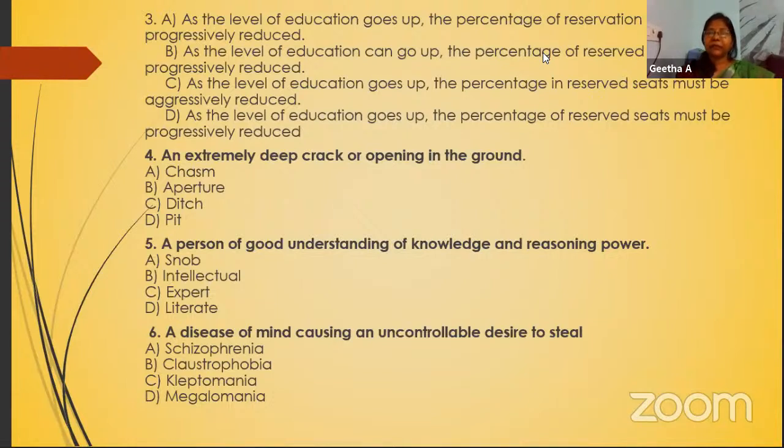As the level of education goes up, the percentage of reservation of seats must be progressively reduced. As the level of education can go up, the percentage of reserved seats must be progressively reduced. As the level of education goes up, the percentage in reserved seats must be aggressively reduced. As the level of education goes up, the percentage of reserved seats must be progressively reduced.